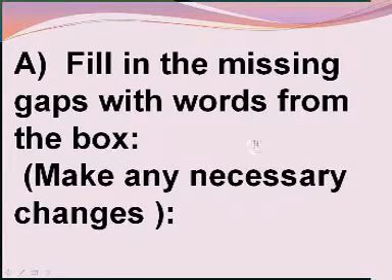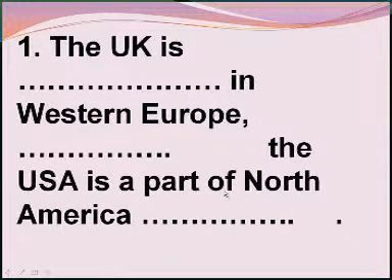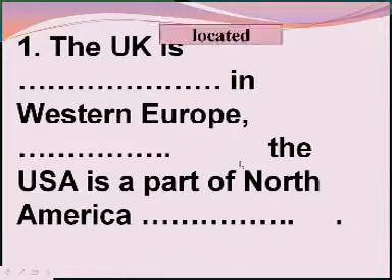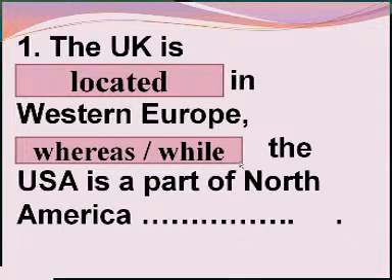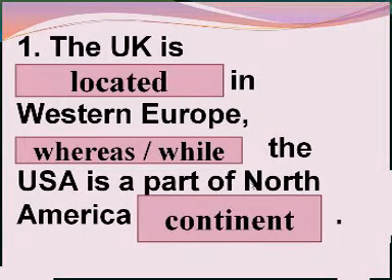Please try to fill in the missing gaps with words from the box. Make any necessary changes. The United Kingdom is dots in Western Europe. Located. The United Kingdom is located in Western Europe. Whereas, while the USA is a part of the North American continent. Good.